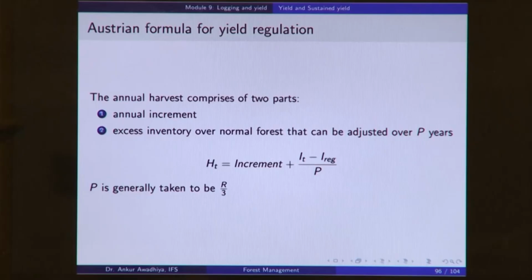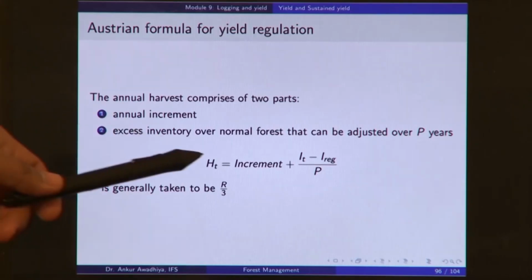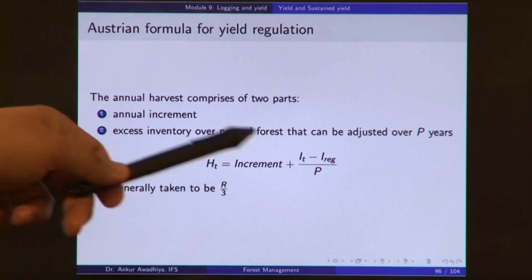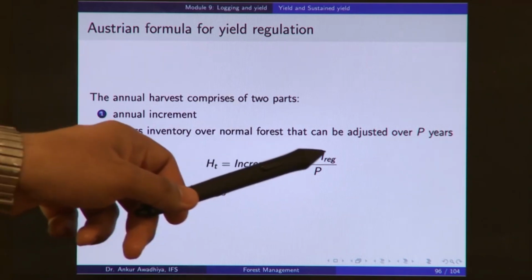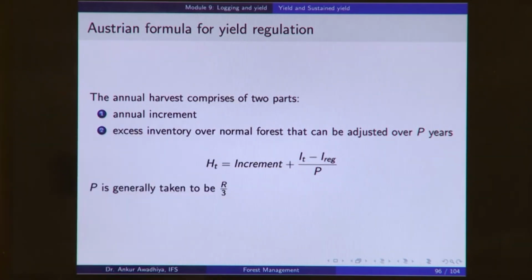So, it says that the amount of harvesting is equal to increment plus IT minus IREG divided by P. IT is the inventory that you have at time t, IREG is the inventory that you want in a regular forest, or that is the ideal forest, divided by a time period P over which you want to bring your forest to a state of the regulated forest.